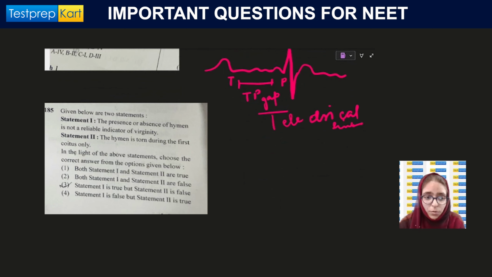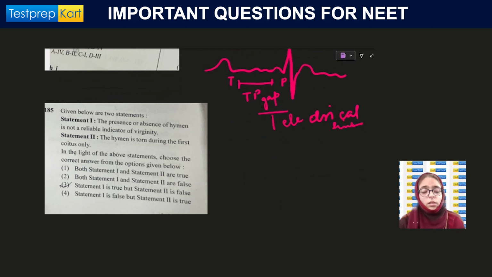We have four options here. First one is both statement A and statement B are true. Second one is statement one is true, statement two is false. Third one is statement one is true, but statement two is false. And fourth one is statement one is false, but statement two is true. Now we have to say which one is the correct answer.